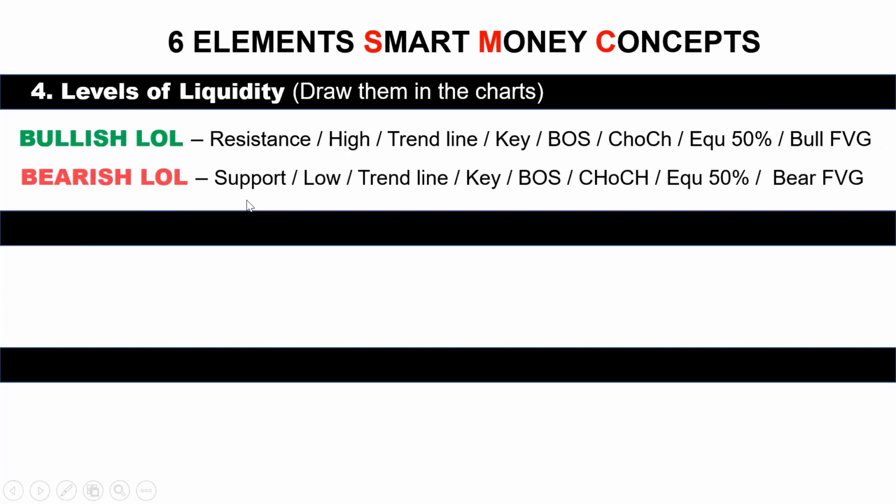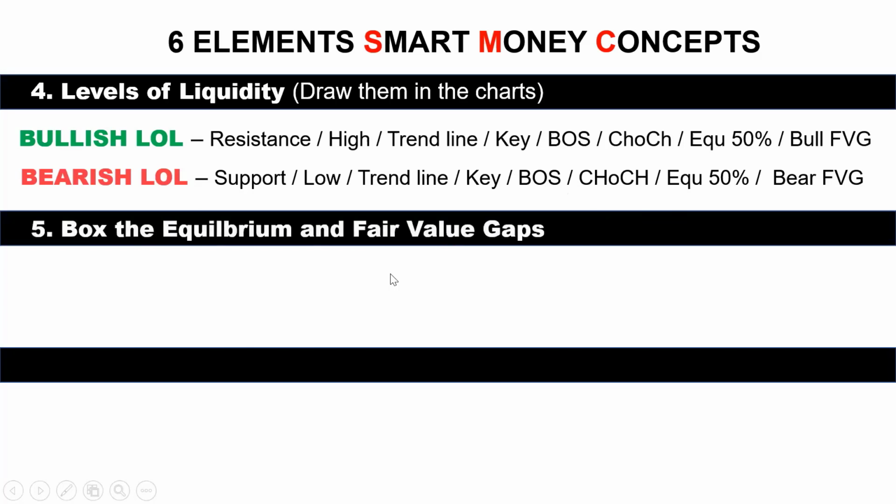For bearish levels of liquidity, look for the support, look for the lows, look for the trend lines, look for key psychological support levels, look for the break of structures, look for the change of characters, the equilibrium 50%, look for the discount, look for the premium, and look for bearish fair value gaps.